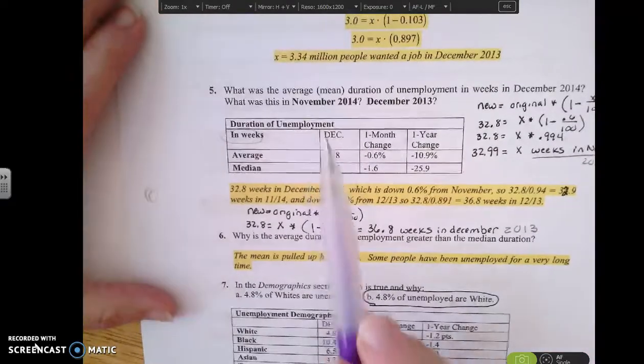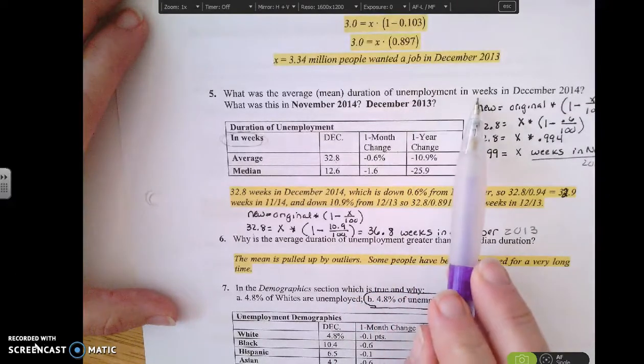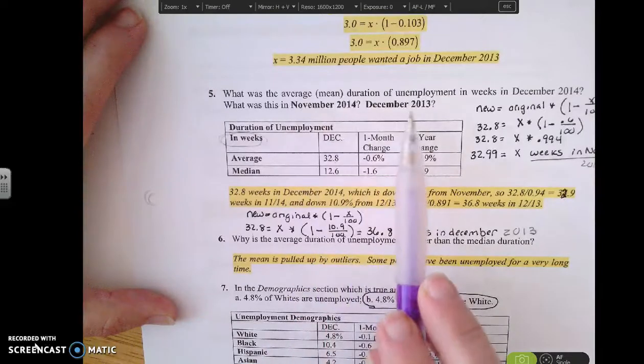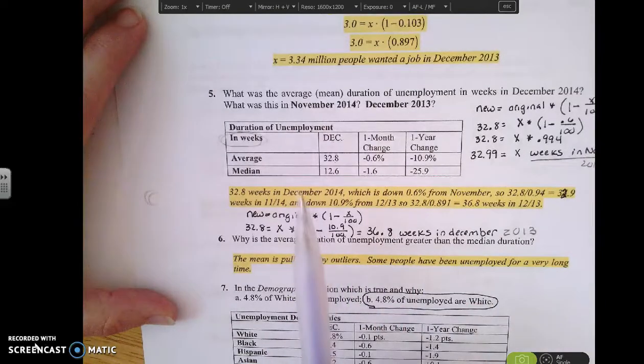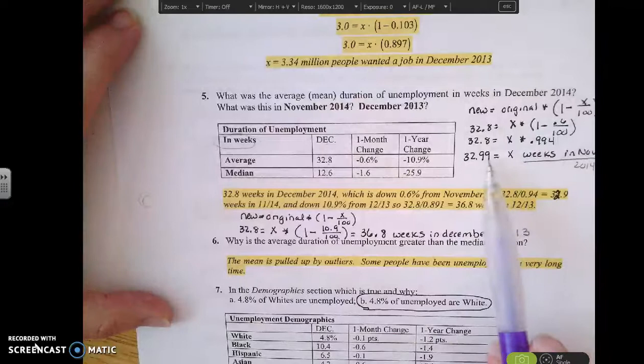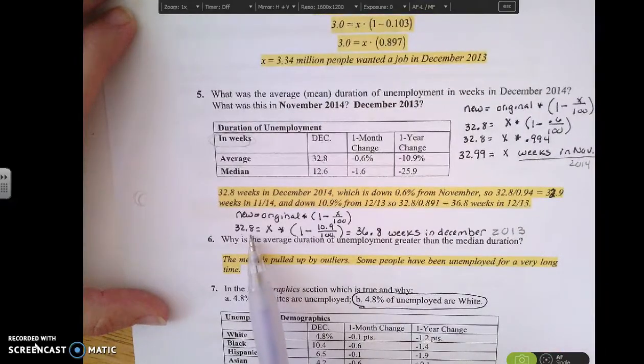So this is saying, what was the average mean duration of unemployment in weeks for December 2014 and November 2014 and December 2013? So this is how many weeks people were unemployed on average. And it was coming up with 32.9 weeks on average people were unemployed in November, and 32.8 weeks on average, 36.8 weeks in average on December 2013.